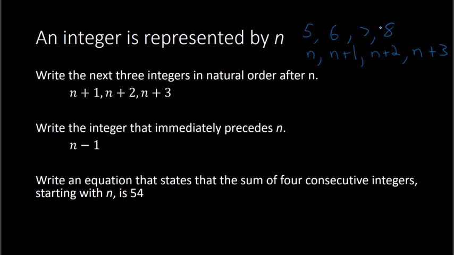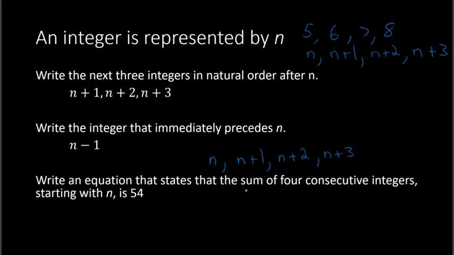Next, we're to write an equation that states the sum of four consecutive integers starting with n, and that the sum is equal to 54. So we have 4 consecutive numbers. If we let the first one be n, we're starting with n, then the next number after that is 1 more than that, which would be n plus 1. And then the next number is 1 more than that, which would be n plus 2. And then the fourth number would be n plus 3.